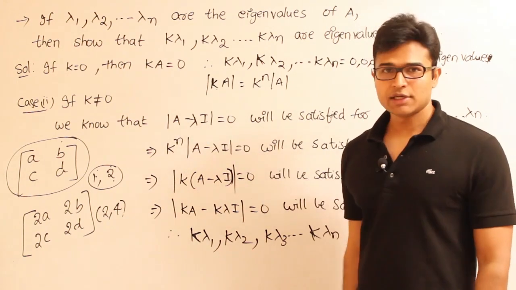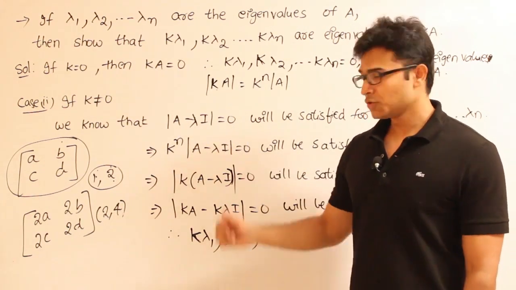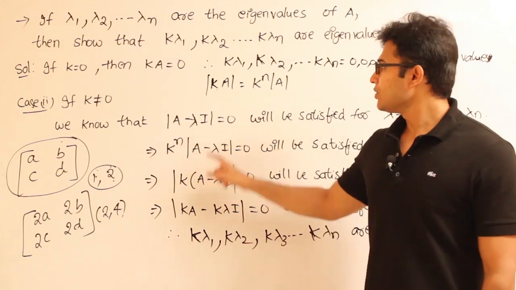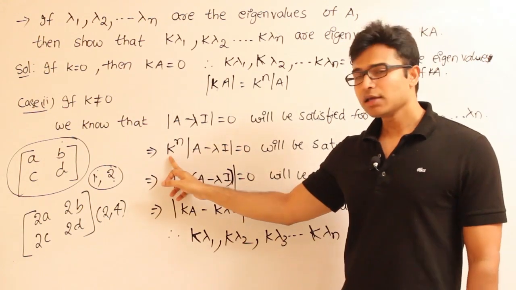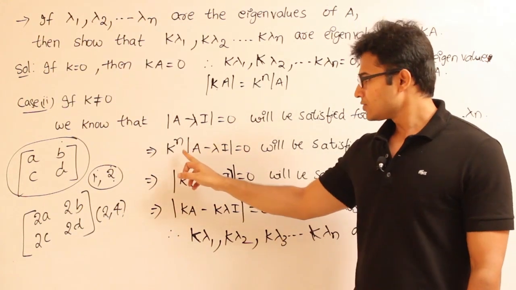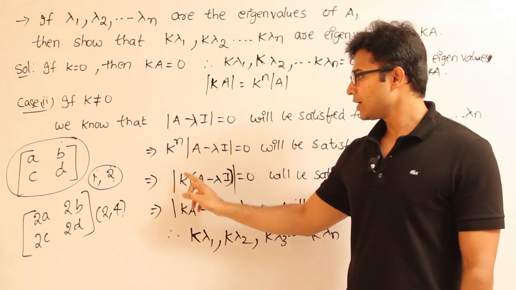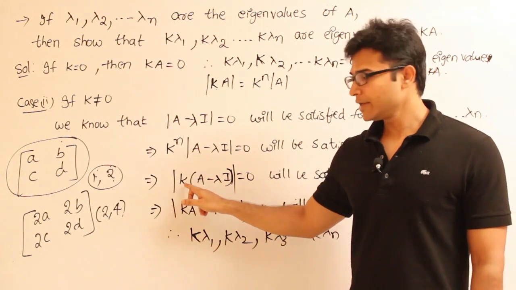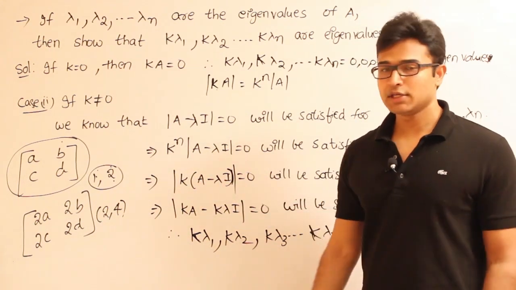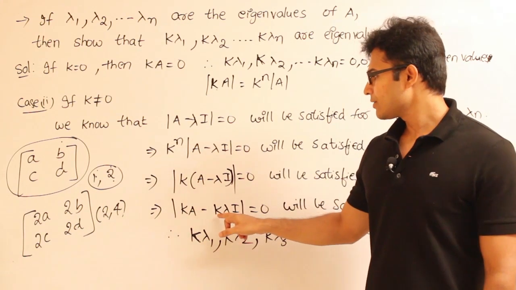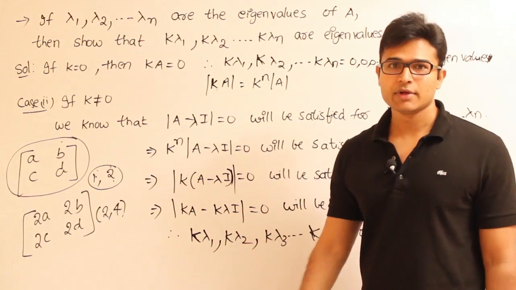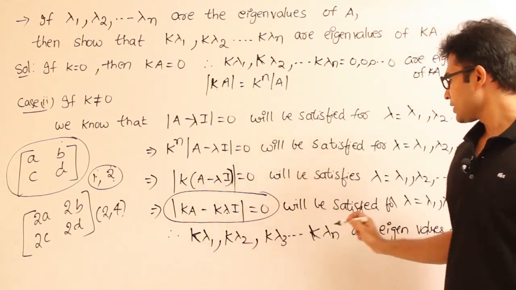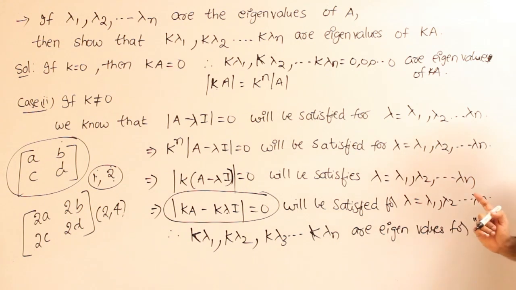I have written this characteristic equation, which is true, and from this characteristic equation I am multiplying both sides with k. Using this rule, I am just taking k inside. Then I am expanding it, which means I am multiplying both A and lambda I with k. Then what do I get? kA minus k lambda I equal to 0, which means again this equation will be satisfied for lambda equal to lambda 1, lambda 2, and so on up to lambda n.